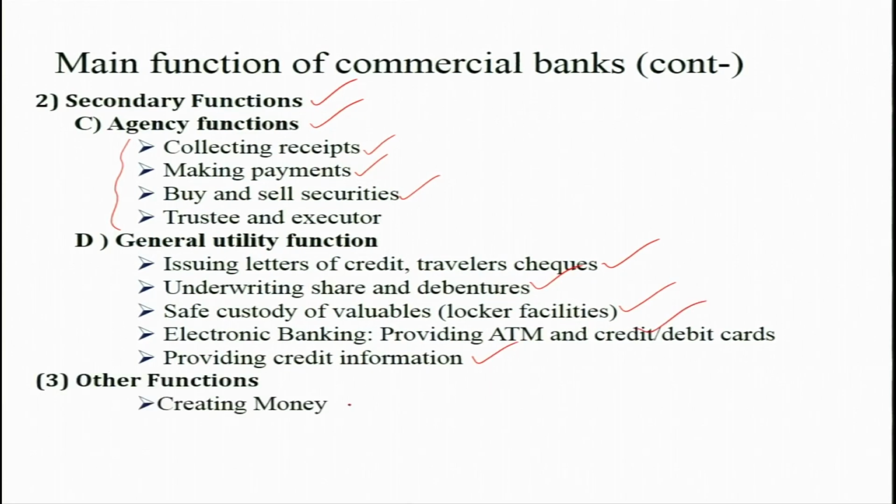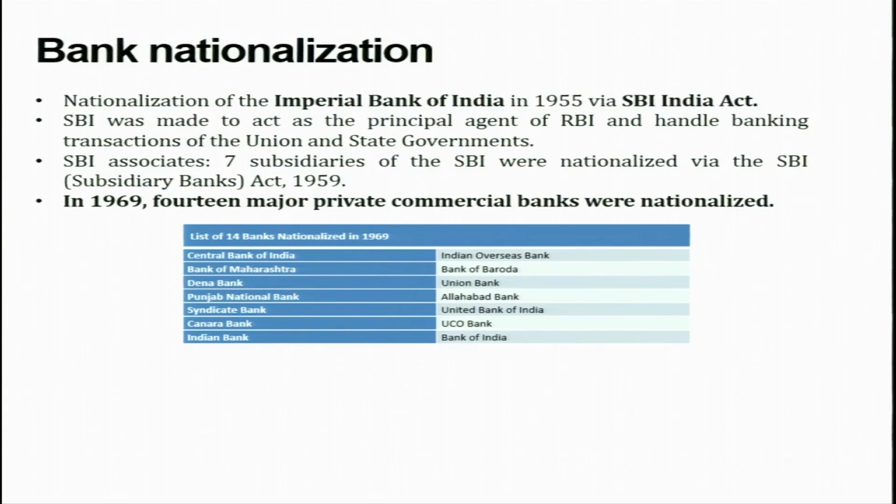And other functions we will be studying in the context of when we discuss central banking, we can also see that banks, especially the scheduled banks, play a key role in creating money supply. In the process of money supply also they play a key role. And one of the developments that happened in India in 1969 was the bank nationalization. So prior to that, the nationalization of the Imperial Bank of India in 1955 by the SBI India Act happened.